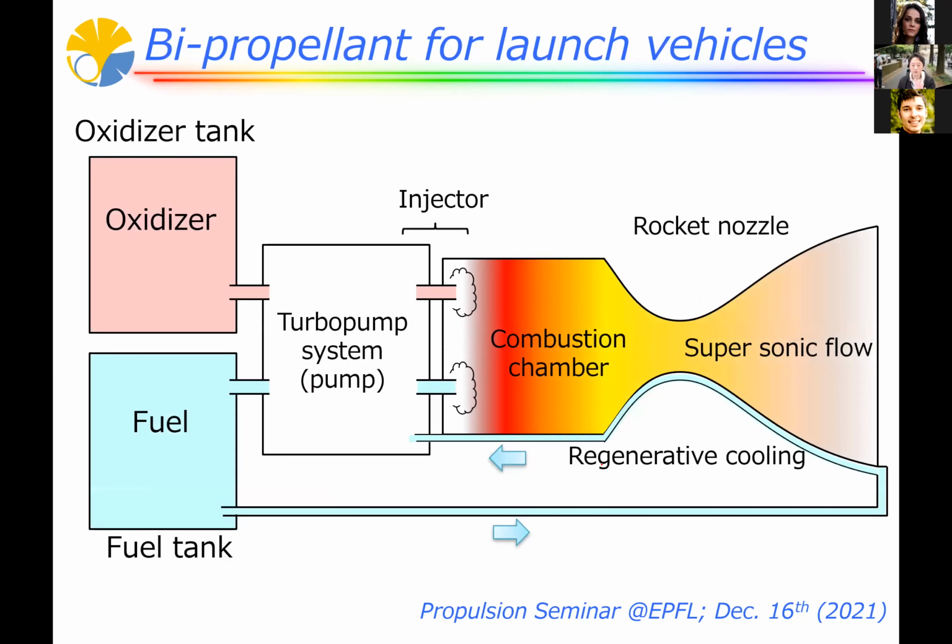So an actual bi-propellant thruster for orbital launch is like this. So here we have a turbo pump system.